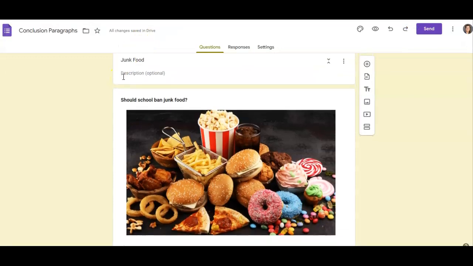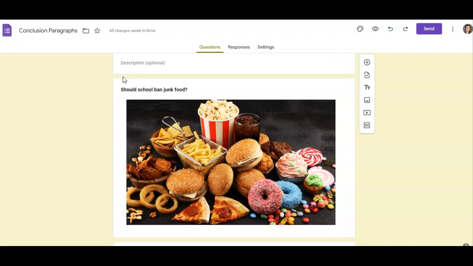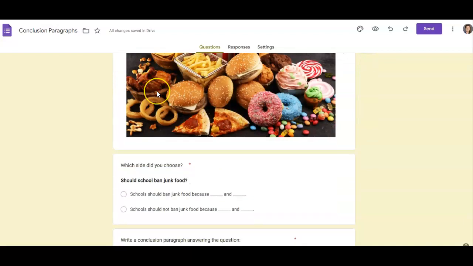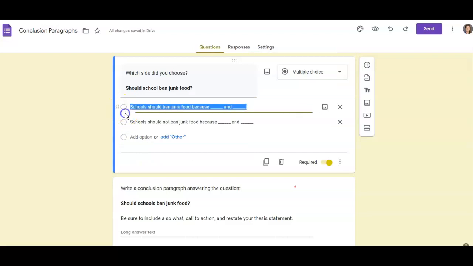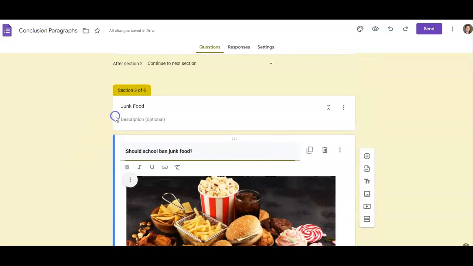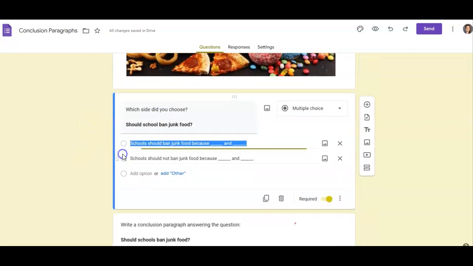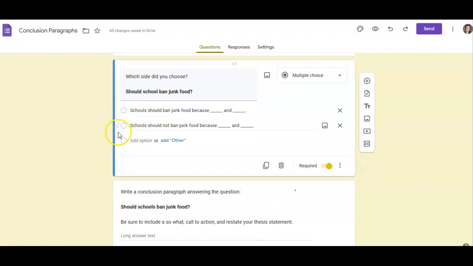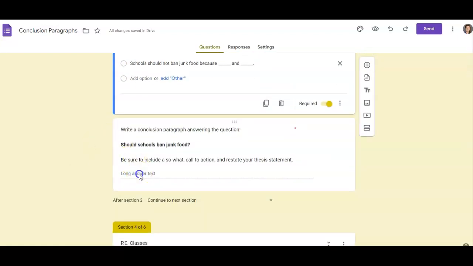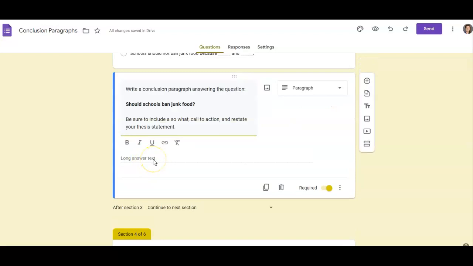Okay? So, what you're going to do, very, very similar to the introduction assignment, you're going to go through and write conclusions for each of these topics. So should schools ban junk food? Which side did you choose? So pull your last assignment up if you need to, if you don't remember. Either they should ban junk food or they should not ban junk food. And you choose your side, and then you answer the question.